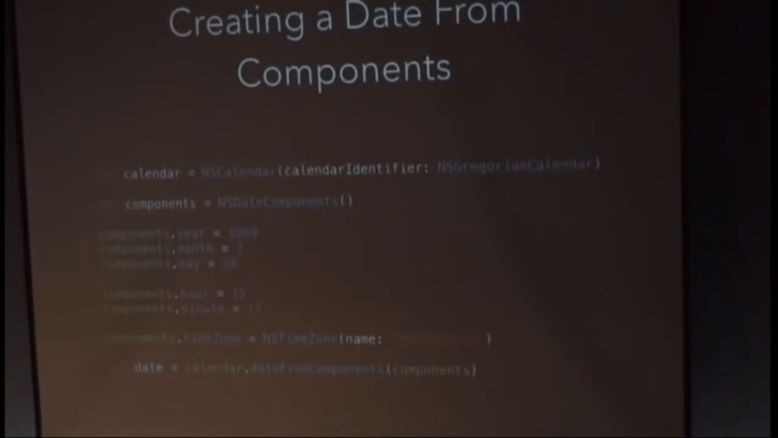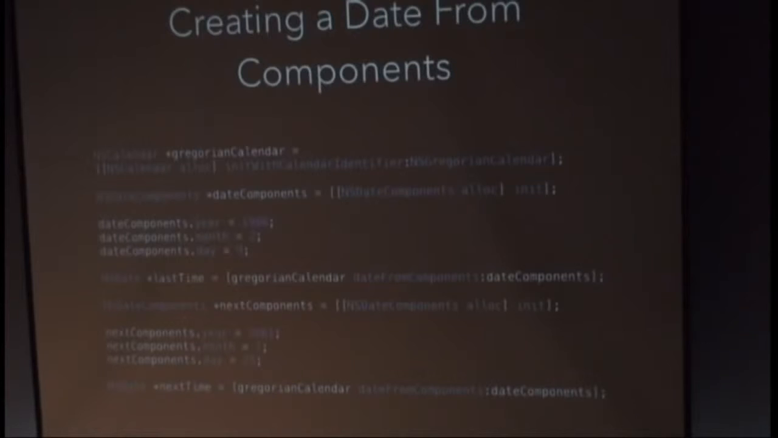We'll do two more, just to get you used to making date components. So now we've got two of them. There's date components and next components. And this time, all we really know about them is the year, the month, and the day. You don't need to have all the information. You just put the components you know into the date. That's correct. So that's the last time it came and the next time it's coming.